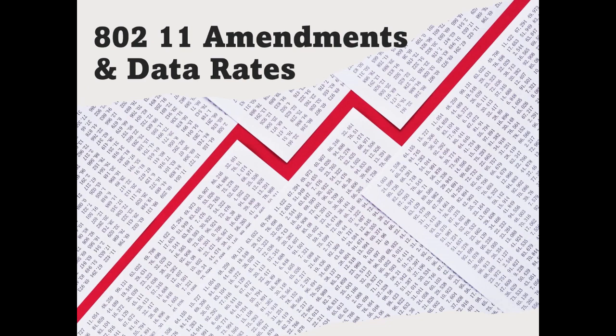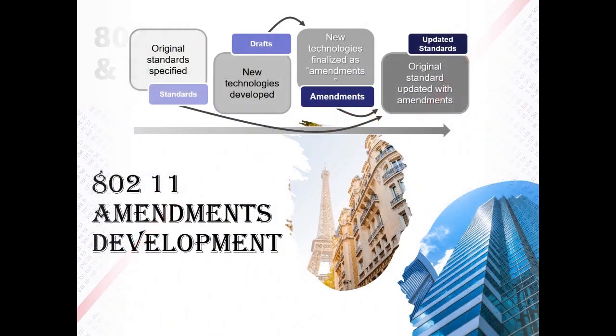Data rates is a short video where we can review all the amendments and the data rates in a quick video. So let's try to do that. Number one, what are 802.11 amendments and how many of them are there? Today there are 30 of them. The question is, why do we need 30 amendments? Why is one not enough?